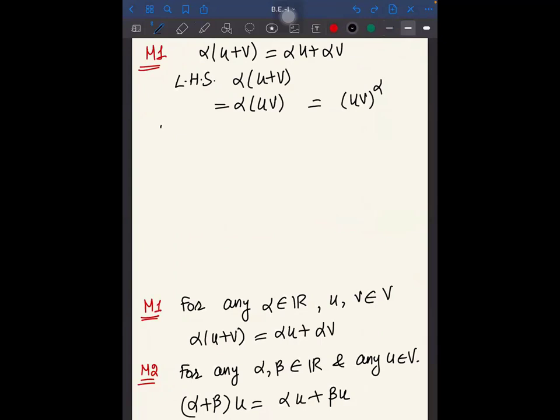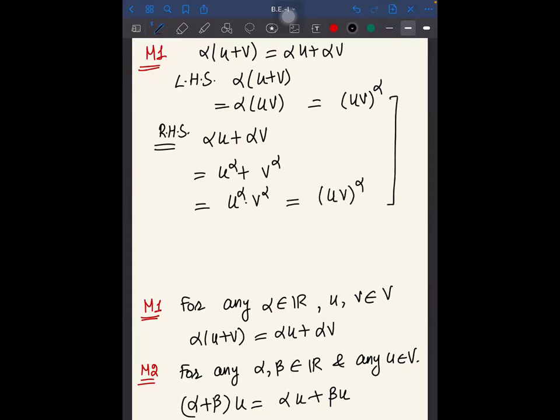Okay. Now take the right hand side: alpha u plus alpha v. How can you write it then? Alpha u will be u raised to power alpha, and alpha v is v raised to power alpha. And how is the product operation given to us? That should be u alpha times v alpha. And this can be written as uv raised to power alpha. So the left hand side and the right hand side are coming out to be the same. So our M1 is satisfied.